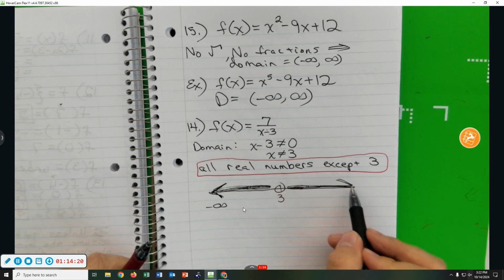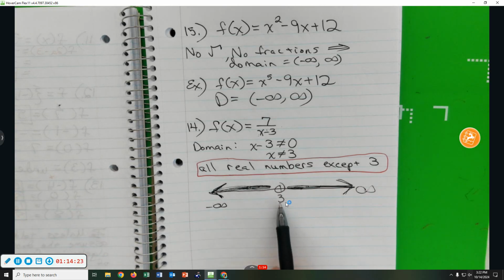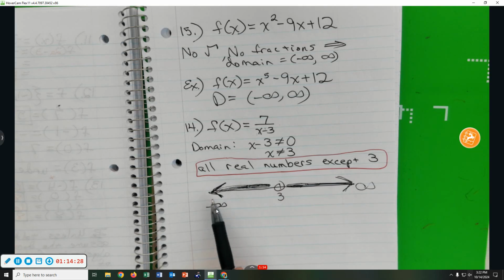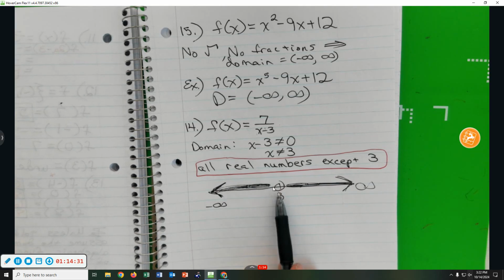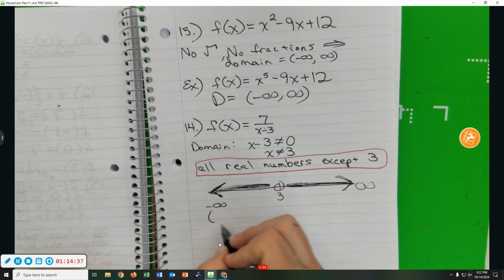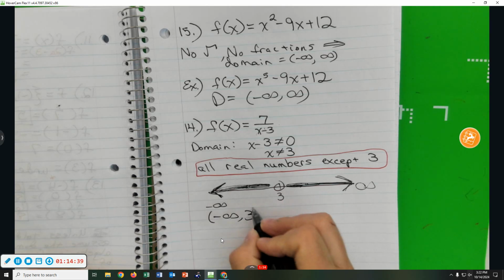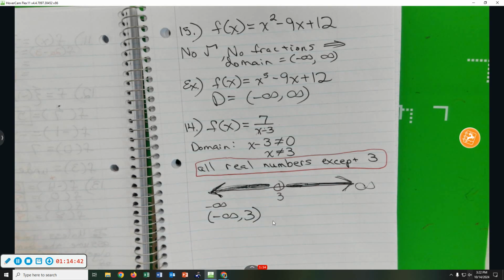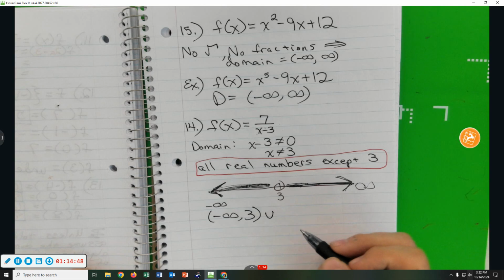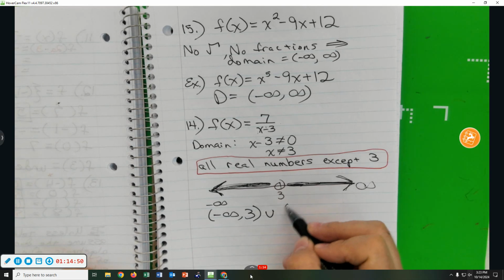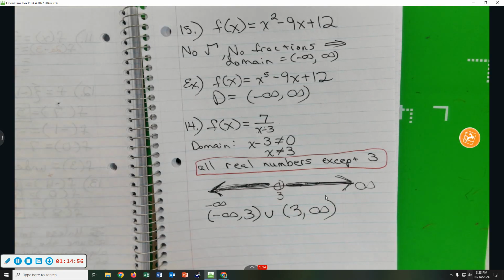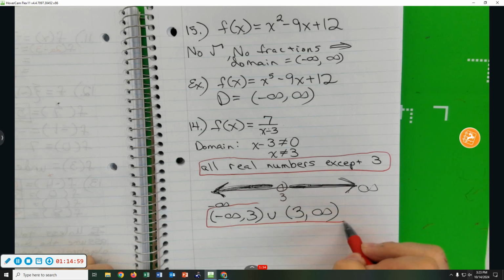We can't say negative infinity to positive infinity because that would include 3. So we're going to have to make this 2 separate intervals. Notice it's not a closed circle at 3, so we're not going to have a bracket. So we have parenthesis, negative infinity, comma 3, parenthesis, or you tell me how we say the second one. Call it out as if you were typing it in. Infinity. Okay. See, that is the way we now say all real numbers except 3.